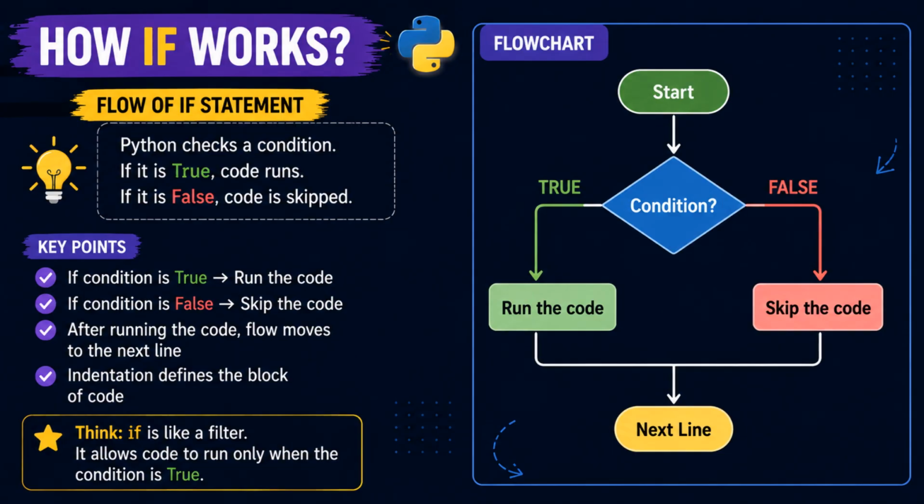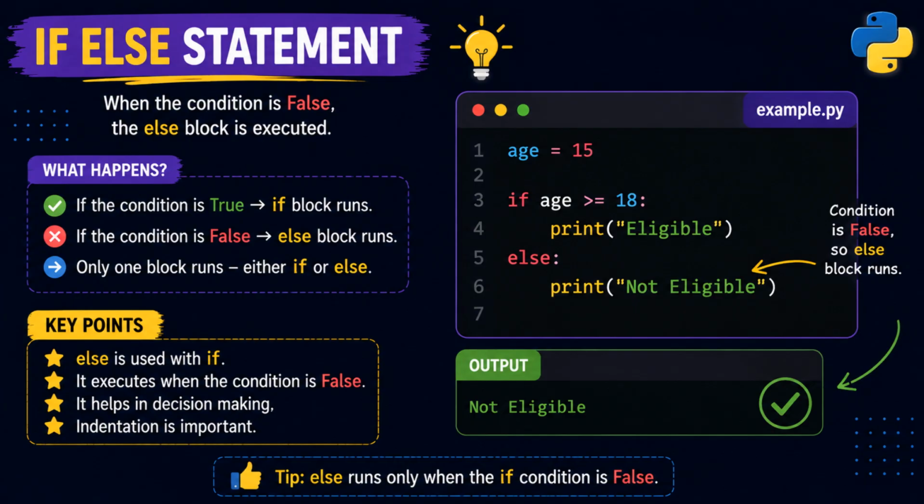Now let's learn the if-else statement. Sometimes we want Python to do something even when the condition is false. That's where else comes in. If the condition is true, then the if block runs. Otherwise the else block runs. You can see in the example also. If the condition is true, the statement below the if statement will be executed, or else the else part will be executed.